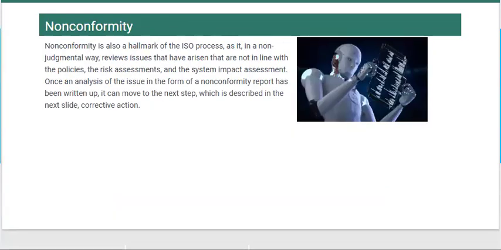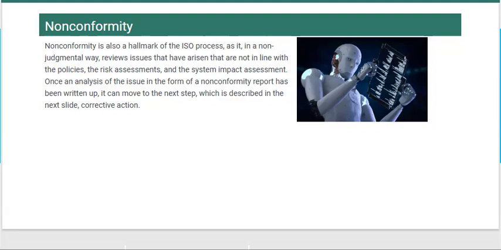Nonconformity. Nonconformity is also a hallmark of the ISO process, as it, in a non-judgmental way, reviews issues that have arisen that are not in line with the policies, the risk assessments, and the system impact assessment. Once an analysis of the issue in the form of a nonconformity report has been written up, it can move to the next step, which is described in the next slide: corrective action.